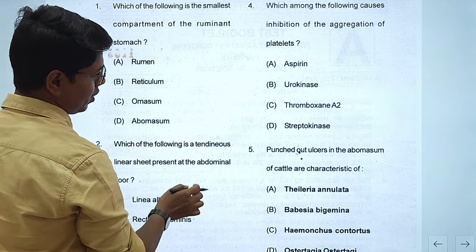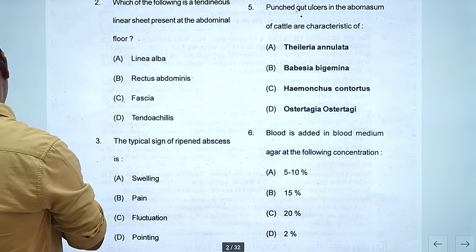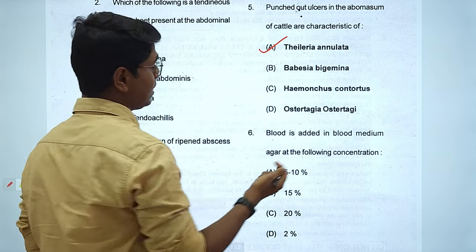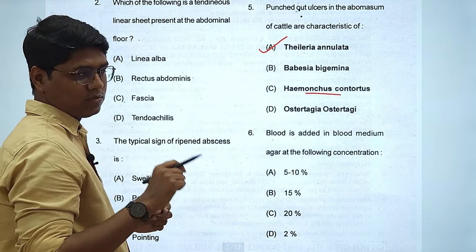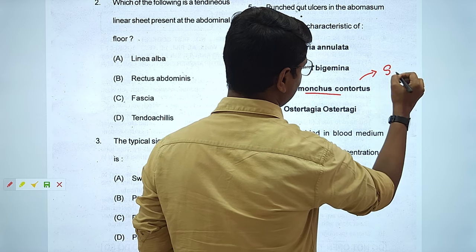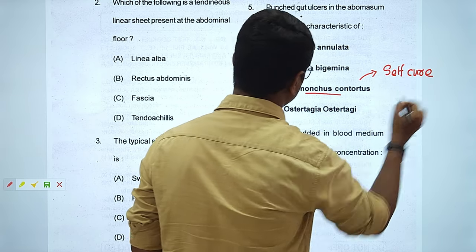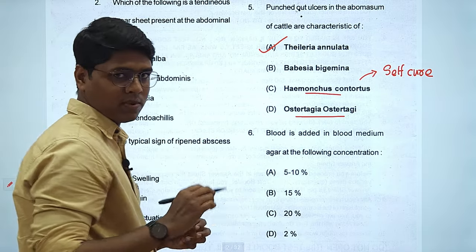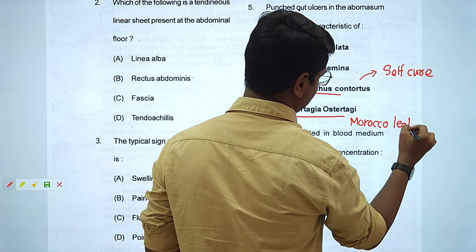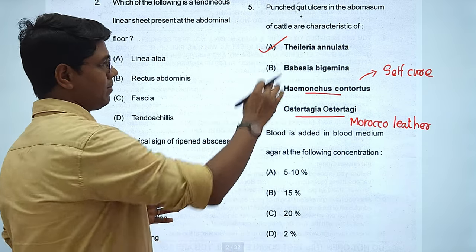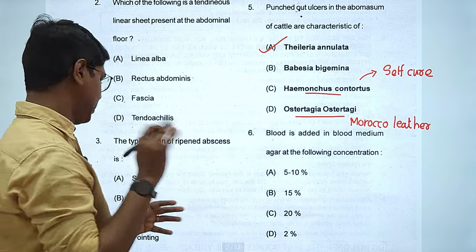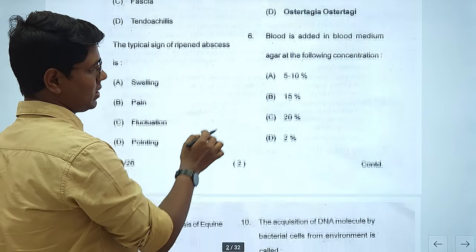Next question, punched out ulcer in the abomasum of cattle is very characteristic or pathognomonic for Theileria annulata. Babesia does not produce any lesion in abomasum. Haemonchus contortus, which is found in abomasum, does not have a pathognomonic lesion of abomasum. One phenomenon is associated with Haemonchus contortus, that is the self-cure phenomenon. Ostertagia is also found in abomasum. It has a characteristic lesion, that is Morocco leather appearance. Okay. So while solving, only finding the answer is not enough. Sometimes you have to look at the other options, find how the questions can be framed, so that many concepts will get cleared.